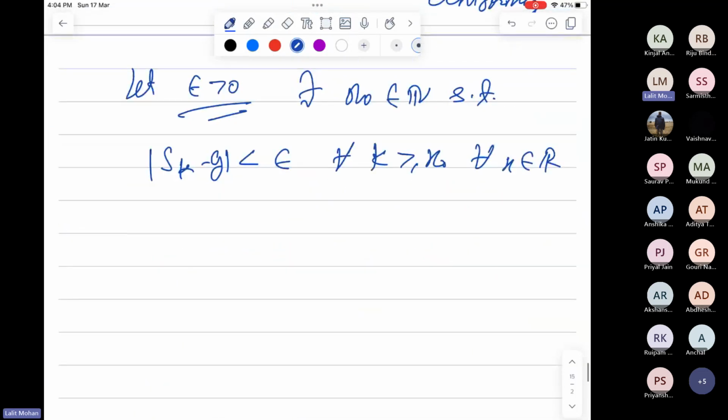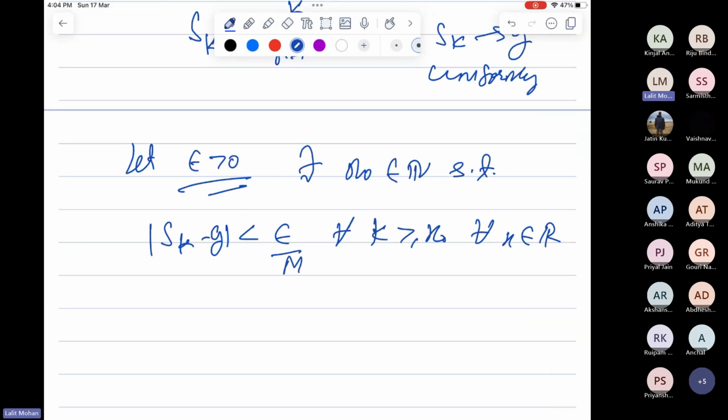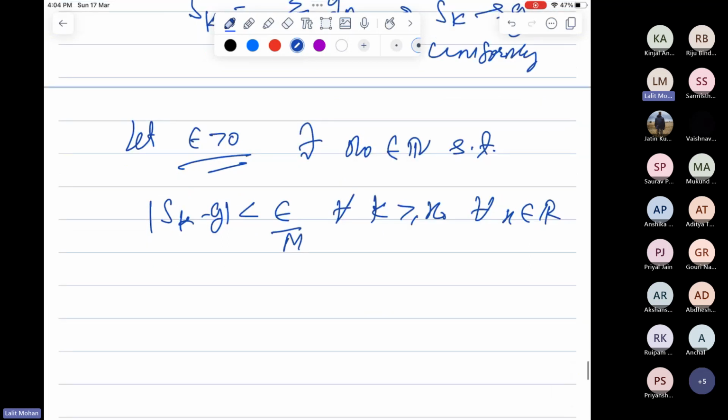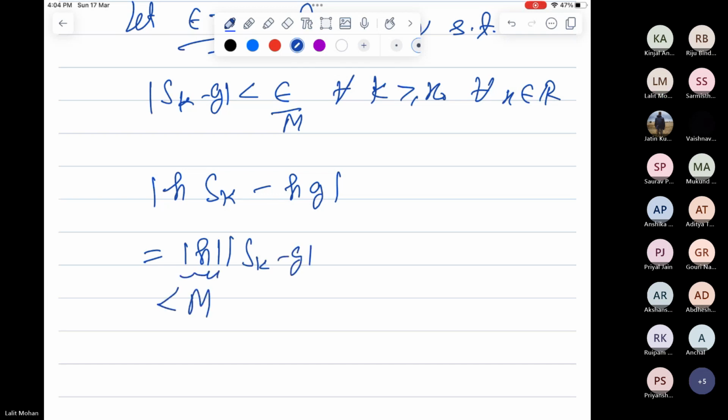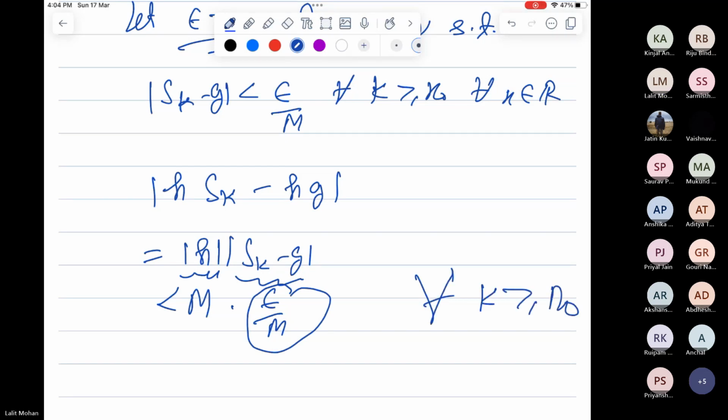It is given. So instead of epsilon, I will use epsilon by m here, because epsilon by m is also a positive number. Now consider this, h of S_k minus h of G. This you can write in this way, modulus of S_k minus G, right? This is less than m. This is less than epsilon by m. When S_k minus G is less than epsilon by m, not for all k, but for all k greater than or equal to n naught, right?